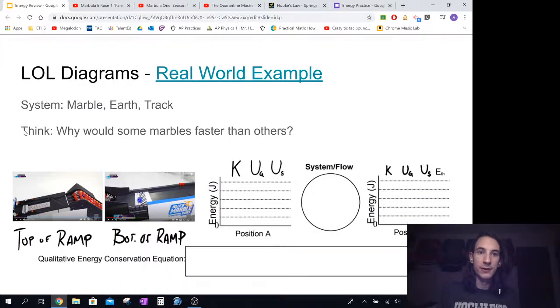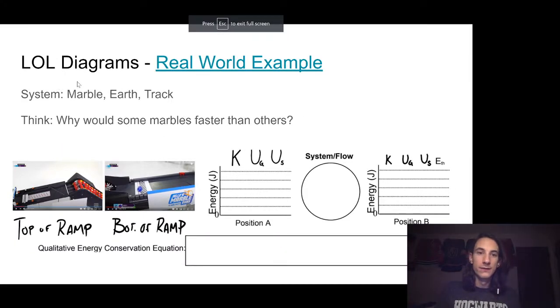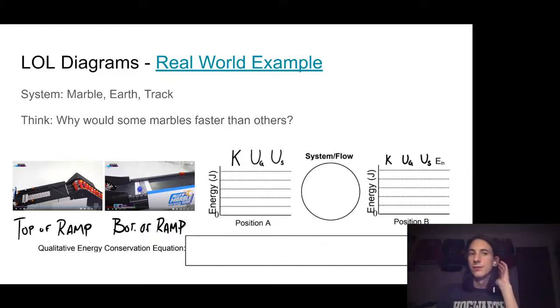So what I want to look at really quick is kind of thinking about making this LOL diagram for when it's at the top of the ramp and then when the marble's at the bottom of the ramp. So what kind of energy would we have if we think about our system being the marble, the Earth, and the track? And then one thing I also want you to think about really quickly is why would some marbles be faster than others? So just kind of think about those two things. What would this LOL diagram look like? And then why would some marbles be faster than others? So think about this for a hot second, and then we'll get to it.